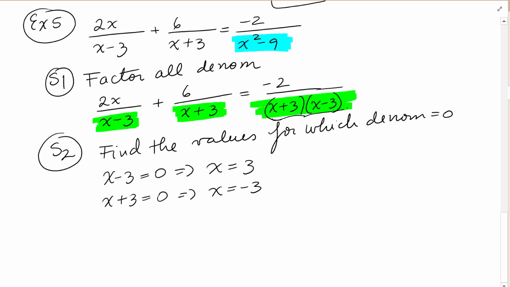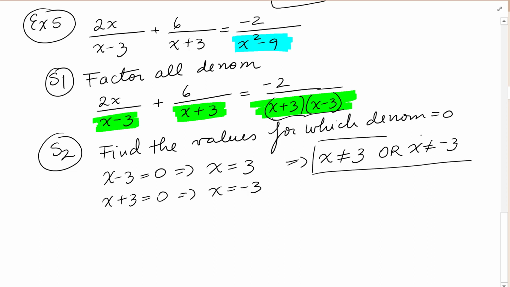So what does that mean? It means for these values, the denominators are equal to 0, which makes them undefined. So that means x cannot be 3 or x cannot be negative 3. So when we get our solutions, we have to make sure that they are not any of these values.